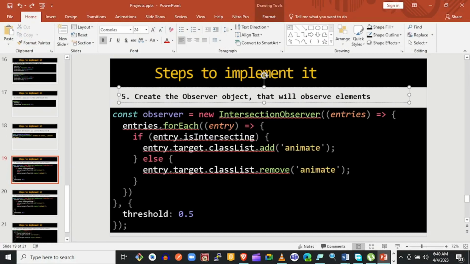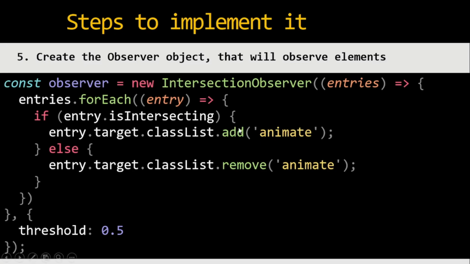Okay, so the observer object actually looks like this. It takes in 2 parameters. The first parameter is this function here up to here, and then it also takes in the options, and in options you have threshold. Now sometimes writing this observer object in one line, some people don't understand it very well.